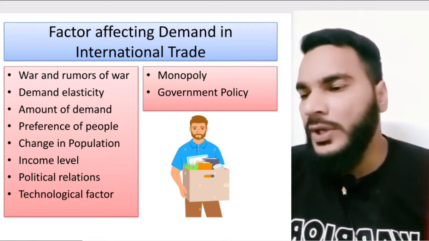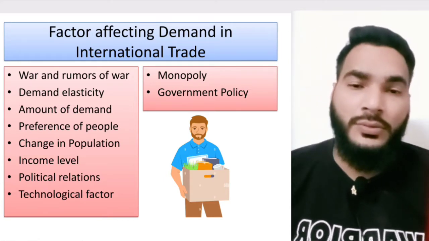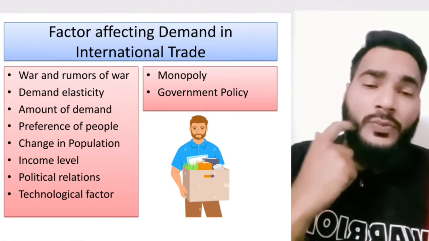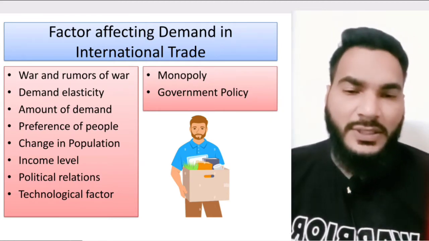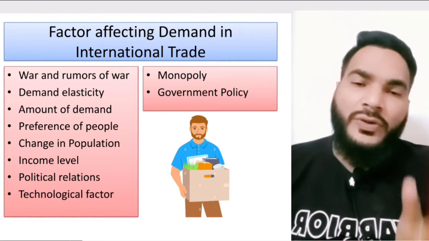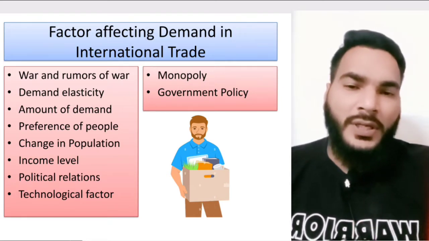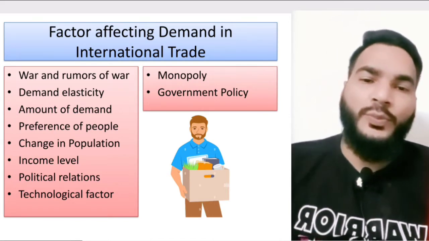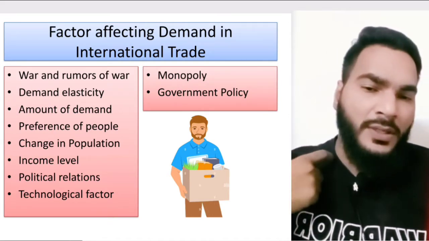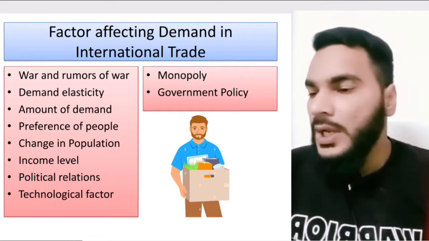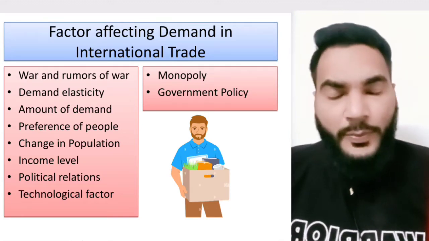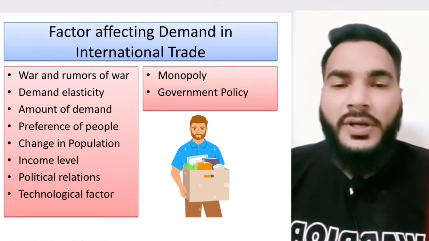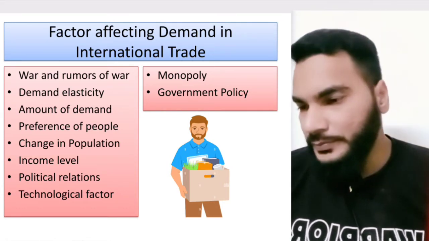Second, we have demand elasticity. As we have seen in first year of BCom, what elasticity means. Elasticity means when you increase the prices, your demand actually decreases. So the change in demand is greater than the increase in price. That's the reason, if your product has demand elasticity and you increase the prices, the product demand will fall down.